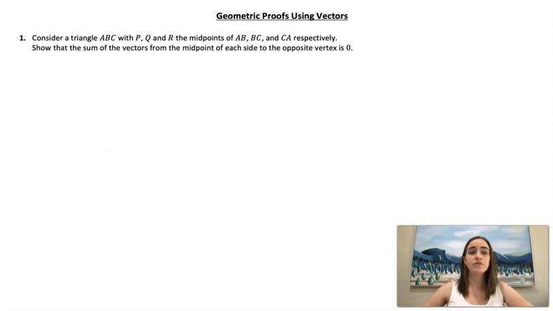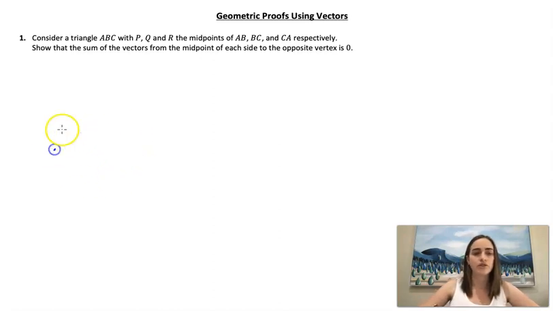All right, so our first example says, consider a triangle ABC with P, Q, R being the midpoints of our three sides. We want to show that the sum of the vectors from the midpoints of each side to the opposite vertex is 0. So let's translate that into a diagram.